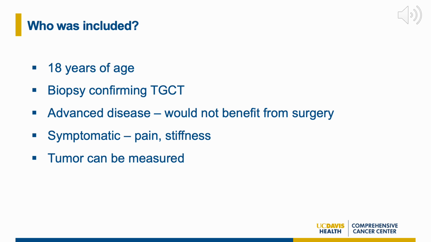So you had to have advanced disease, and then patients had to have symptoms, right? Because I'm sure a lot of you know that just because you have TGCT doesn't mean you need treatment for it, right? It's really, is it impacting your day-to-day life, right? Is it changing the way that you live your life? Are you not able to do the things you want to do? So people had to have symptoms in order to be included. And then they had to have a tumor that could be measured by MRI.